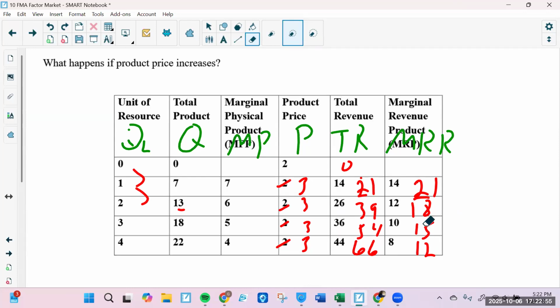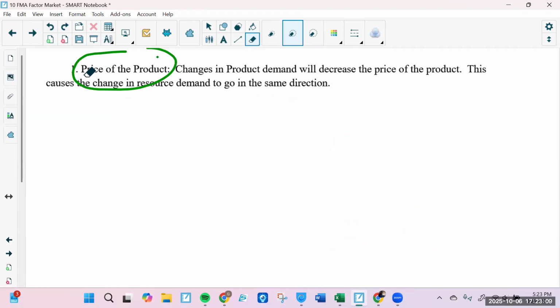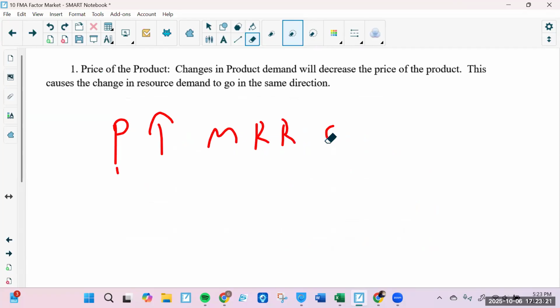But ultimately, what I want you to see here is look at this MRP. This is your first MRP. And the one in red is your second MRP. What happened to it? It shifted to the right. And that's the idea here, that anytime there's a change in the price of the product, the MRP curve shifts. And I can tell you that when the price of the product goes up, the MRP shifts to the right.